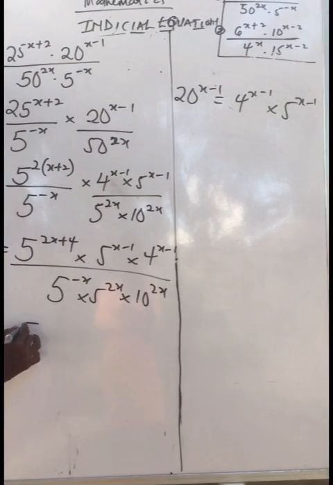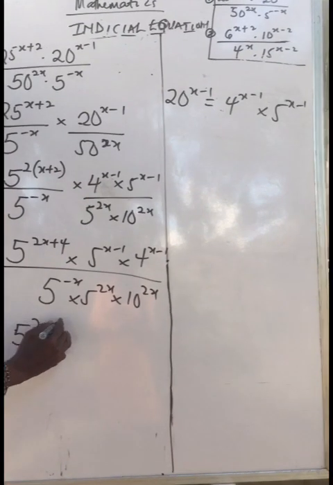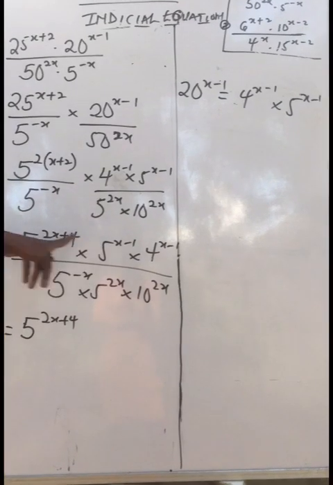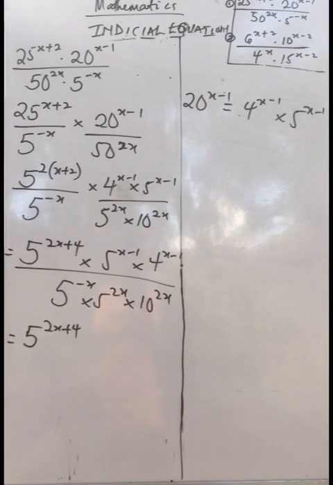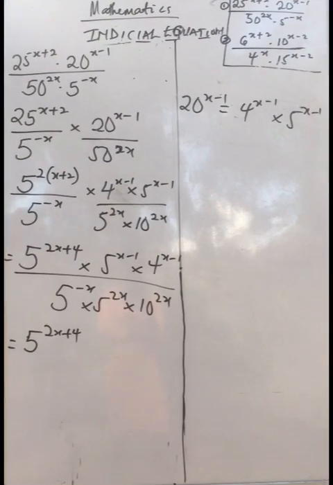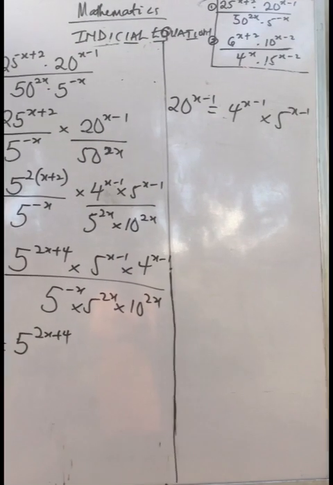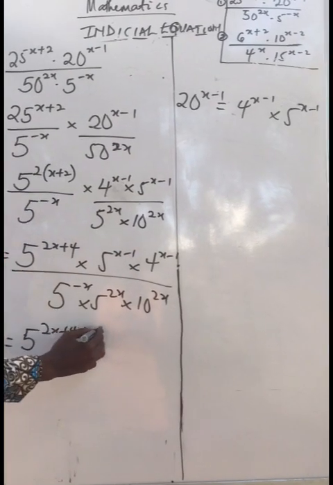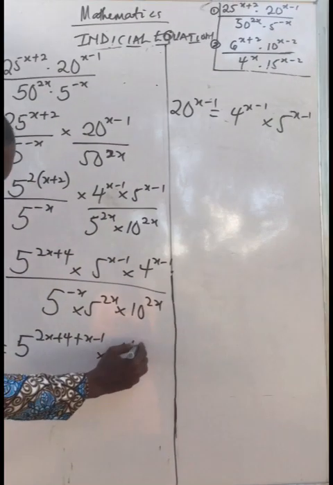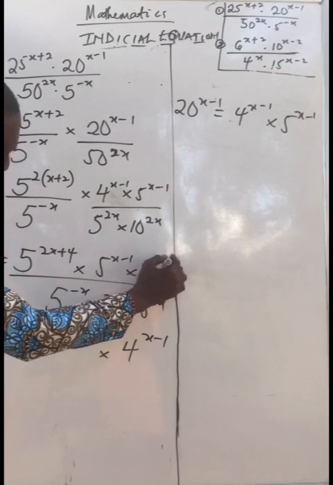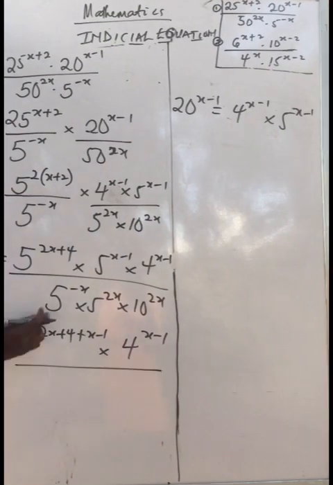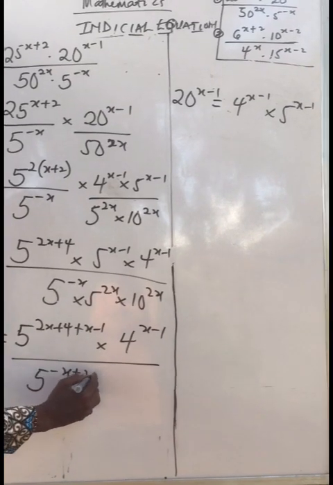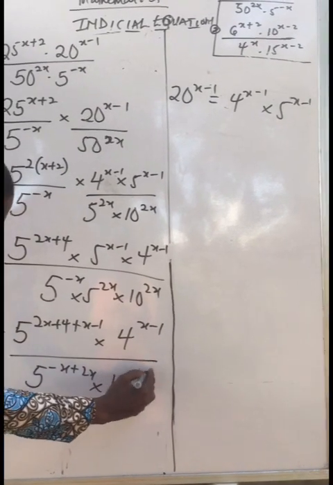And this one becomes 5 raised power 2x plus 4. Now since there's a multiplication sign binding these 5s together, automatically remember the concept: multiplication allows you to add. And that's why we are going to add their powers together in this case. Times 4 raised power x minus 1. There's an x minus 1 here. All over, we apply the same thing here: 5 raised power minus x plus 2x times 10 raised power 2x here.